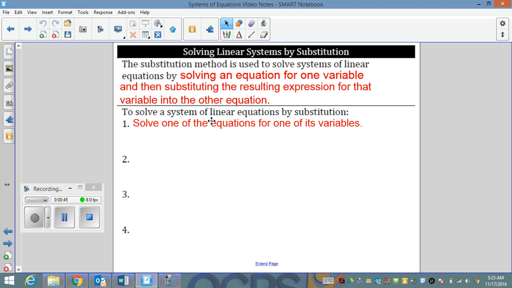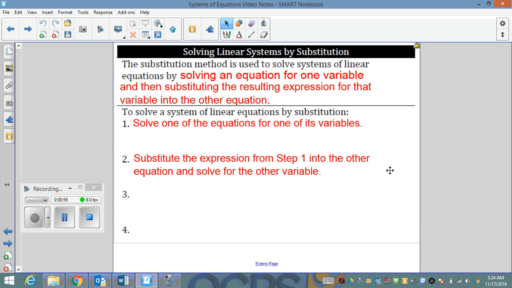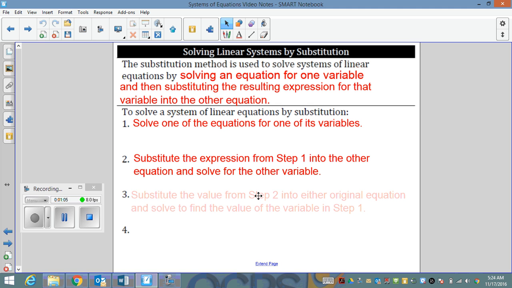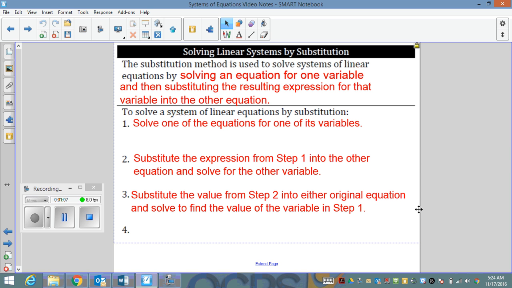So step one is to solve one of the equations for one of the variables. So you're going to isolate either the x or the y. Step two is to substitute that expression into the other equation and solve for the other variable. Step three is to take your answer and plug it back into one of the equations, solve for the second variable. And then, as always, plug your answer in to check your work.